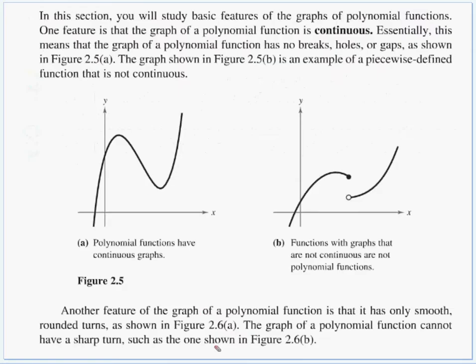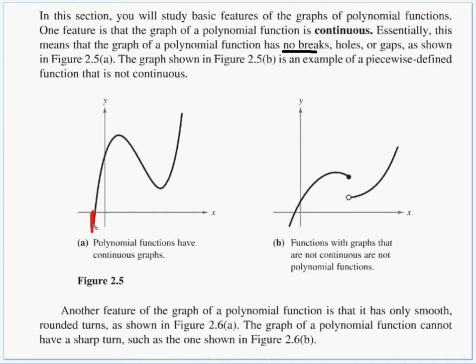Let's dive in. In this section, you will study basic features of graphs of polynomial functions. One feature is that the graph of a polynomial function is continuous. Essentially, this means that the graph of the polynomial function has no breaks, no holes, no gaps, as shown in the figures down here below. The second figure on the right is an example of a piecewise function that would not be continuous. Another way to think about continuous is, can you draw the graph without ever lifting your pencil off the paper?